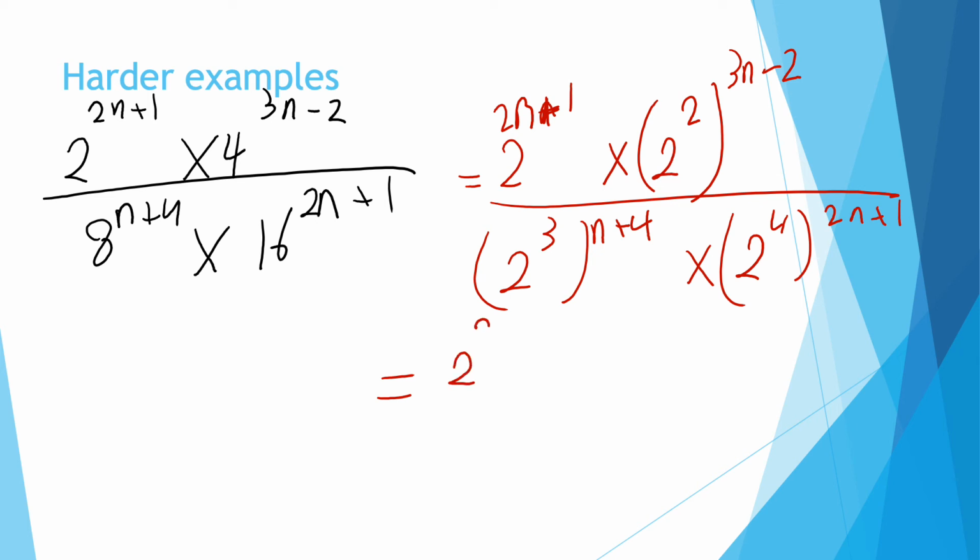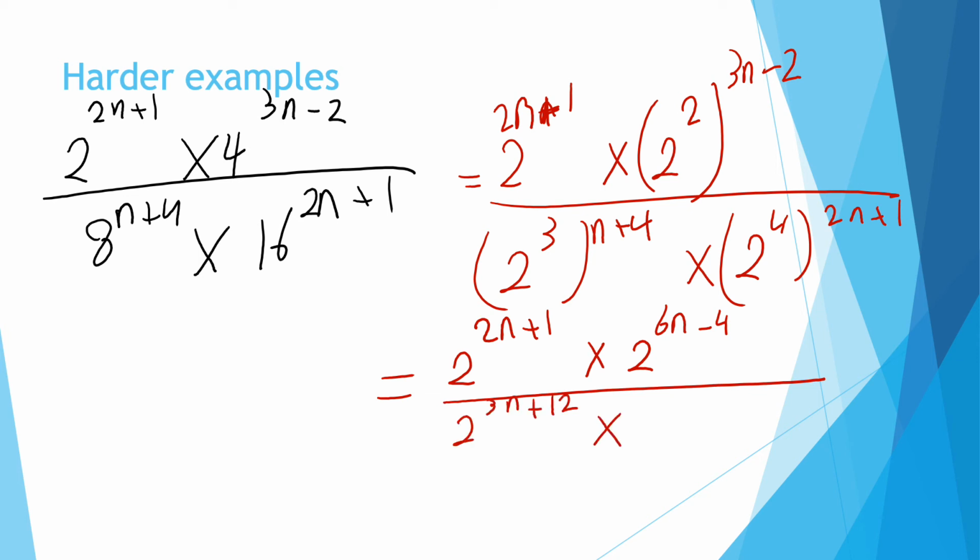So now you have all the same base, so simplify, expand the brackets first. So we've got 2 to the power of 2n plus 1 times 2 to the power of, now expand, so it becomes 6n minus 4. It's like expanding brackets. Over 2 to the power of 3n plus 12 times 2 to the power of 8n plus 4. Now before you go any further, try to simplify the numerator and the denominator first. So let's simplify the numerator first. You have the same base, so you can add the powers.